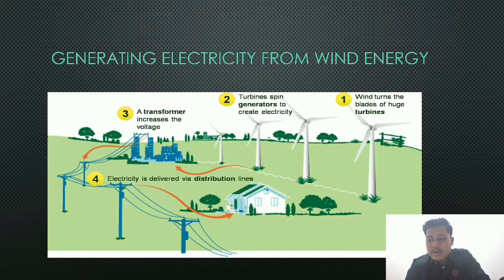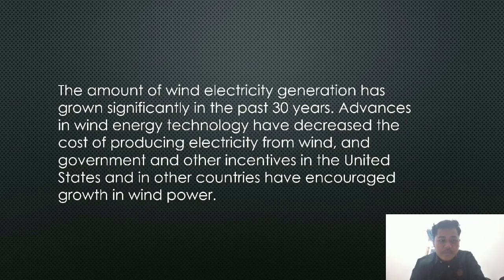I present the proposed power plant steps from wind power. Step 1. Wind turns the blades of the turbines. Step 2. Turbines spin generators to create electricity. Step 3. A transformer increases the voltage. And last, step 4. Electricity is delivered via distribution lines.